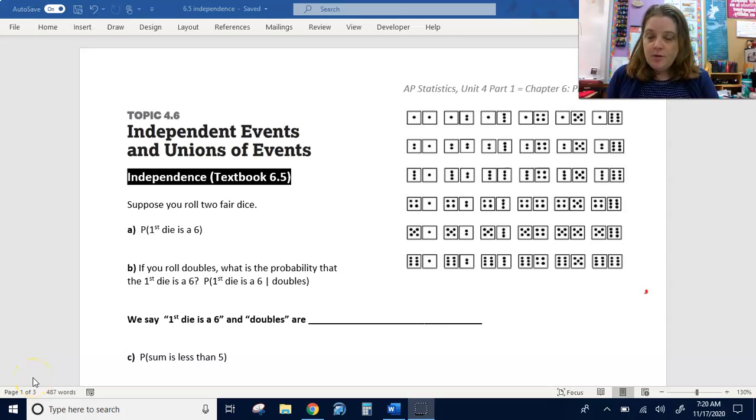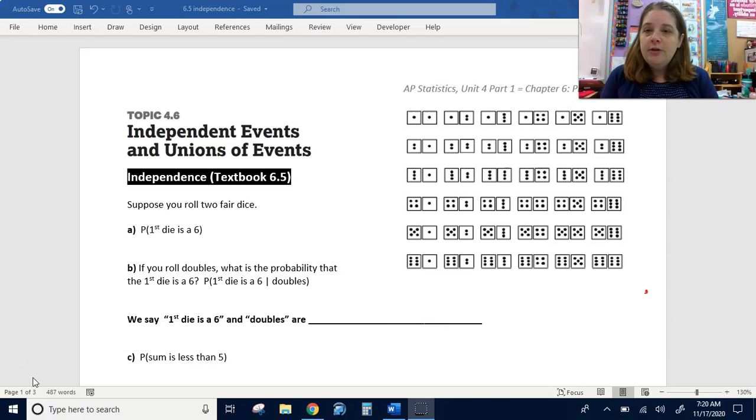Good morning. So today we're going to talk about independence. This is section 6.5 in your textbook. Independence is a concept of whether or not one event affects the outcome of the other event. We're interested in independence because it allows us to do several other things if we know that it has occurred.